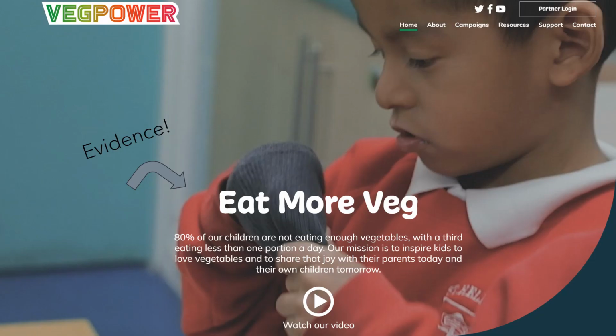When you are looking for the evidence behind a campaign, you can usually find it within the campaign materials. So for example, here is a piece of evidence that the campaign is giving on this case study. It's giving this statistic that 80% of our children are not eating enough vegetables, with a third eating less than 1 portion a day. And so that's part of the evidence that we need this campaign.